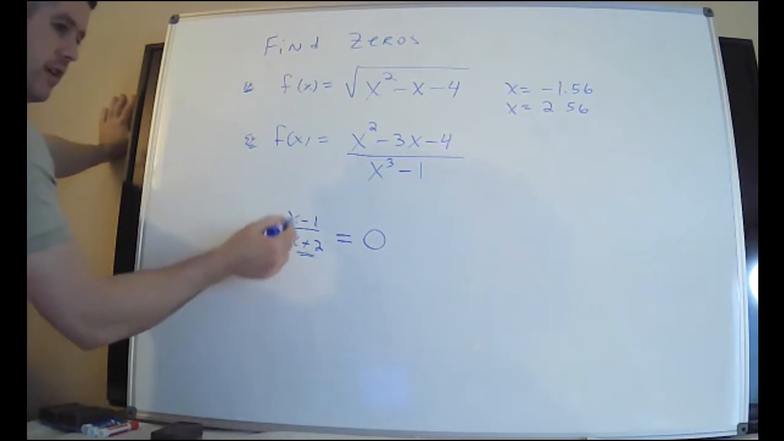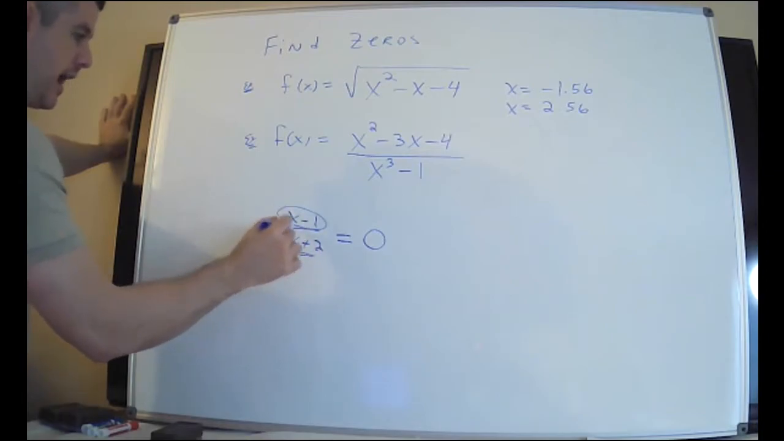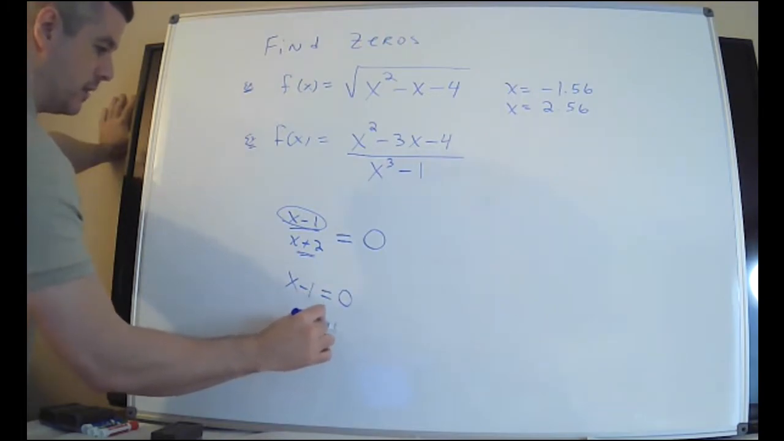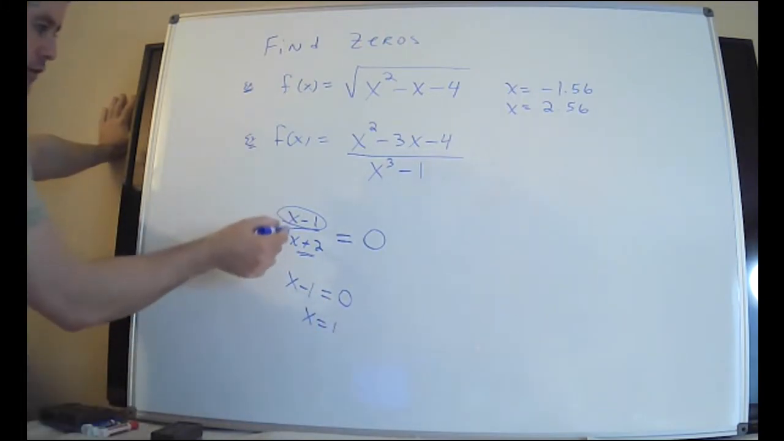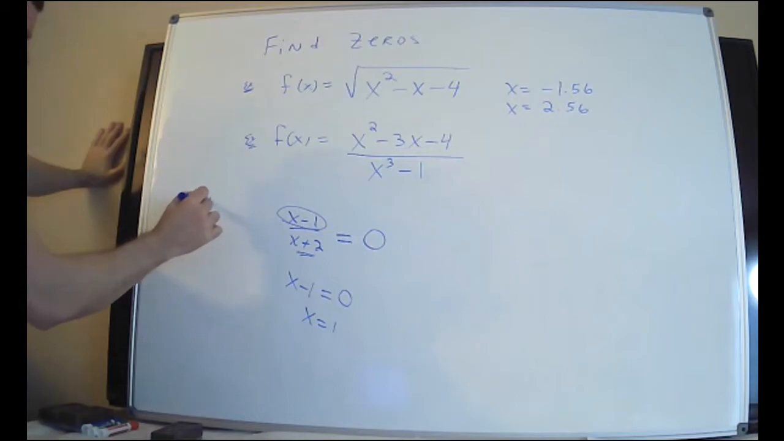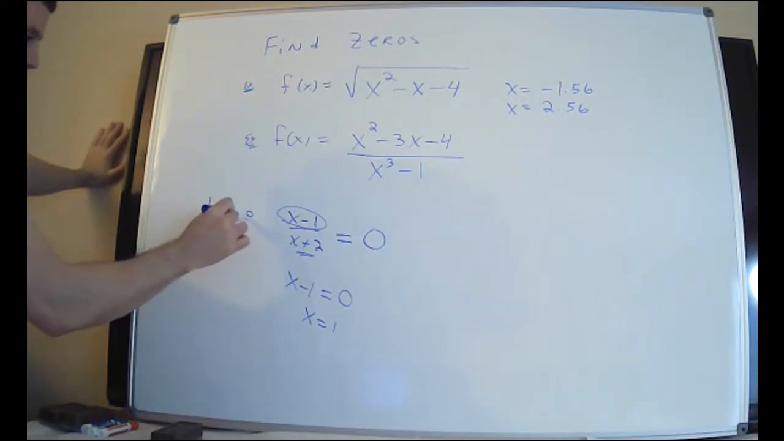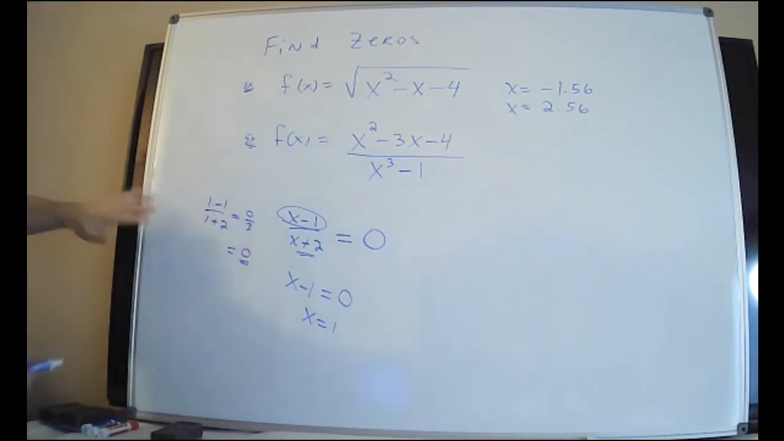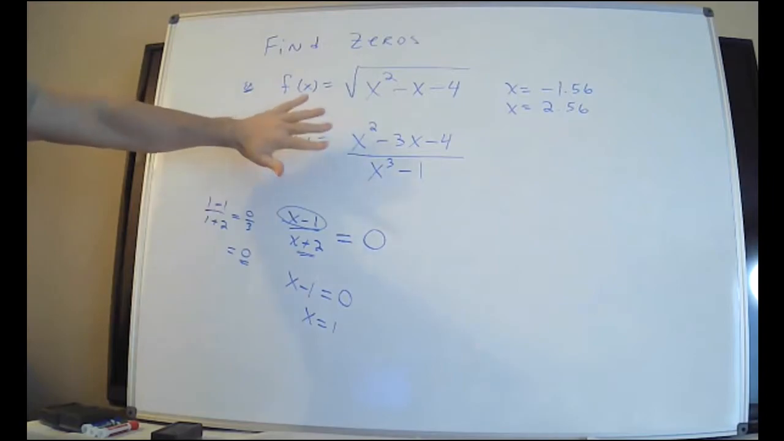So the only way you can figure out where the fraction is 0 is to take the top and set it equal to 0 and solve it. And now if you were to plug 1 into that, on the top you get 1 minus 1. On the bottom you get 1 plus 2. So what do you get? You get 0 over 3. 0 over 3 is 0. Perfect. This is how you figure out where the fraction is 0.